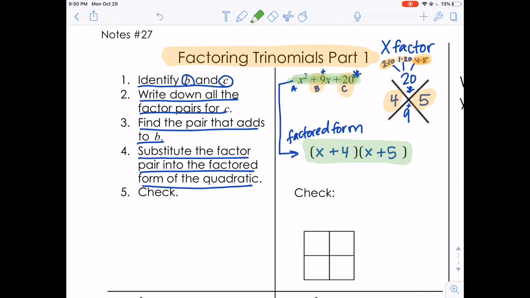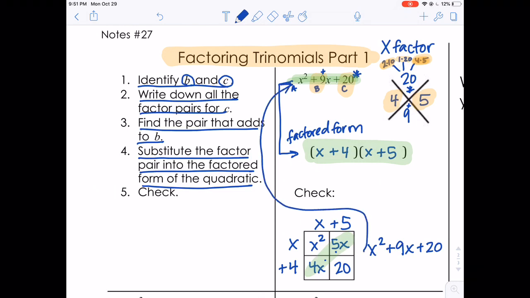The way that we're going to check that is by actually multiplying them back together. So we're going to use the box. x plus 4 times x plus 5. x times x is x squared. 5 times x is 5x. x times 4 is 4x. 5 times 4 is 20. Then we'll combine like terms. So I have x squared plus 5x plus 4x is 9x plus 20. If we get back to the same thing that we started with, then we know that we've done it correctly, and this is our answer here.